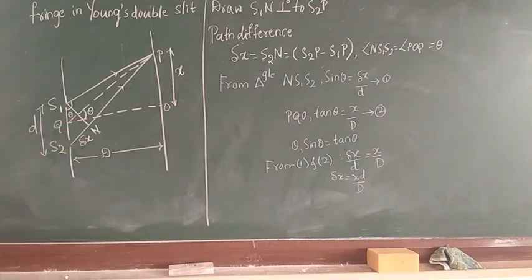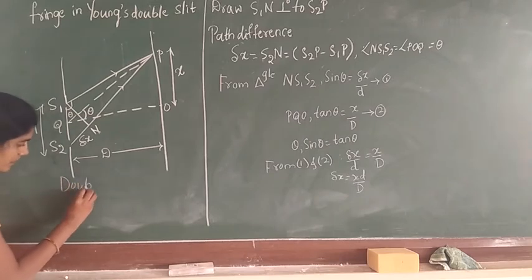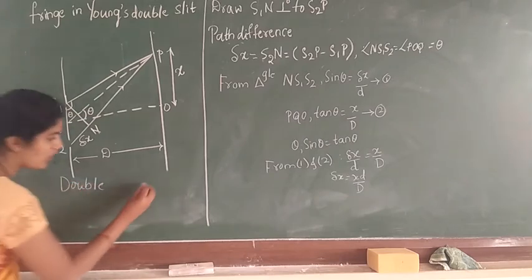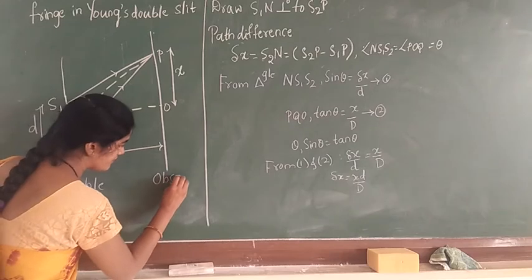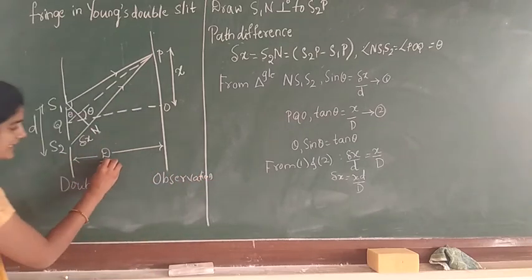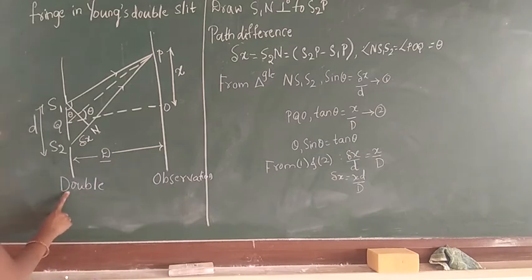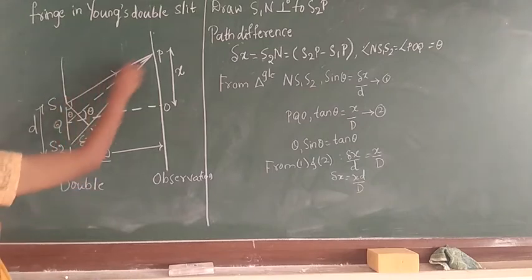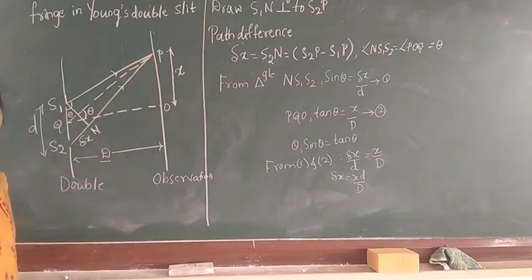Next, theta is the angle. Delta x is the path difference. Now d is the distance of the double slit. First we are considering the double slit experiment, and here it is the observation. Capital D is the distance between the double slit and the observation screen. And S1P and S2P are the two wavefronts.